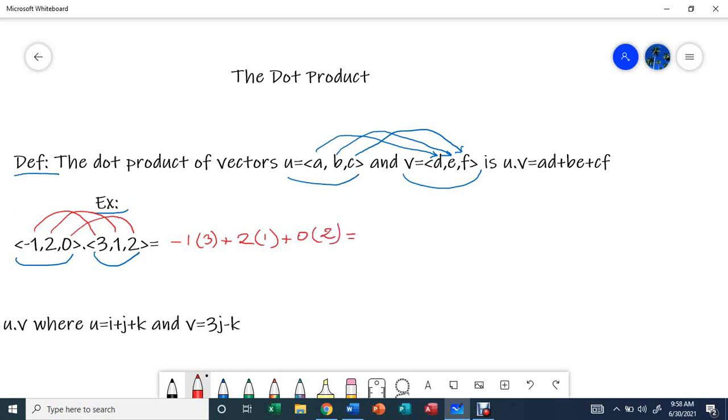So we get -3 plus 2 plus 0, which is -1. So the dot product of these two vectors is -1. Let's do another example. This time the two vectors are given in the standard form.